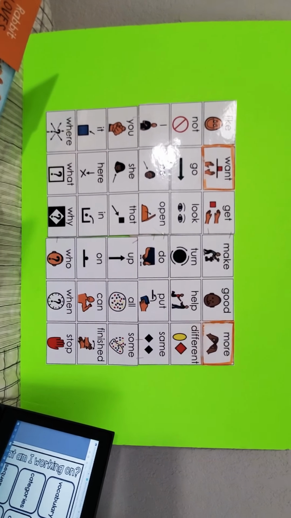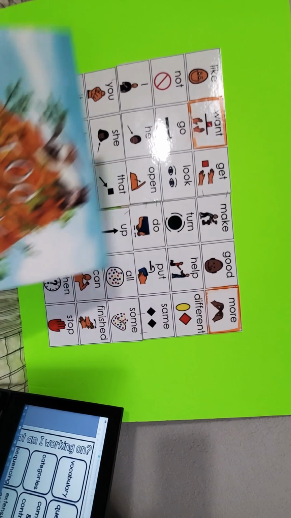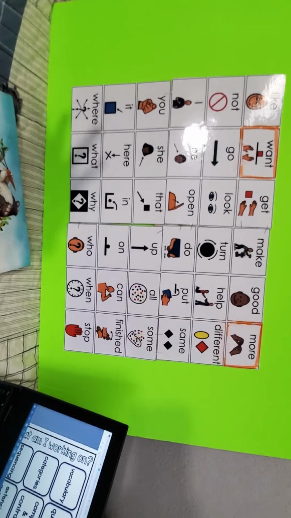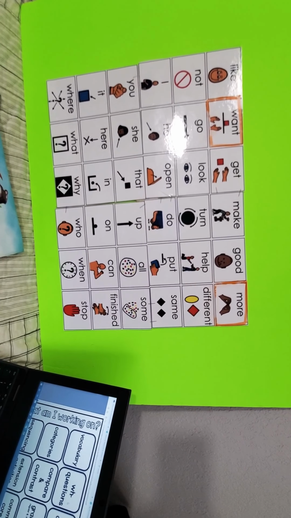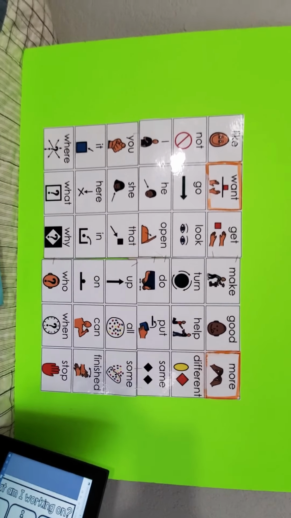So if books are something they're really motivated by, it's really great to be able to say, okay, do you want to do a book? Or maybe do you want to do a worksheet? Or do you want to do a book versus do you want to watch a video? Giving them those options is a great way to work in some language.